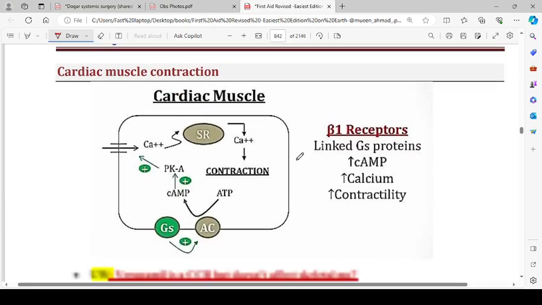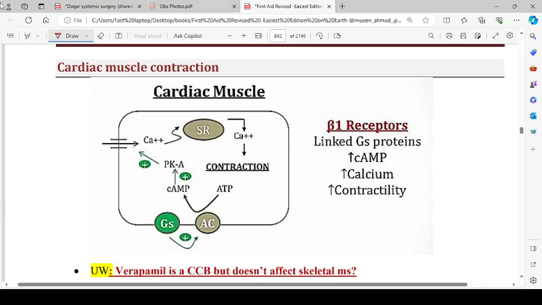So this is cardiac muscle contraction, and it starts from here. That is beta 1 receptors, which are linked to Gs proteins, increase the cyclic AMP, increase calcium, and increase contractility. So Gs will stimulate the adenylate cyclase to convert ATP into cyclic AMP. This cyclic AMP will stimulate protein kinase A to phosphorylate the calcium channels, thus activating them and allowing calcium to influx into the cells. This calcium will stimulate the sarcoplasmic reticulum to release calcium ions into the cytoplasm, and they will mediate contraction.